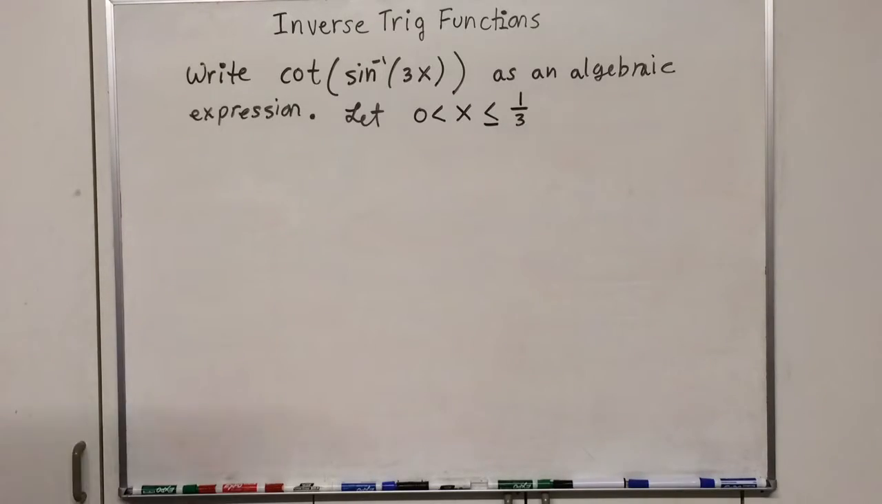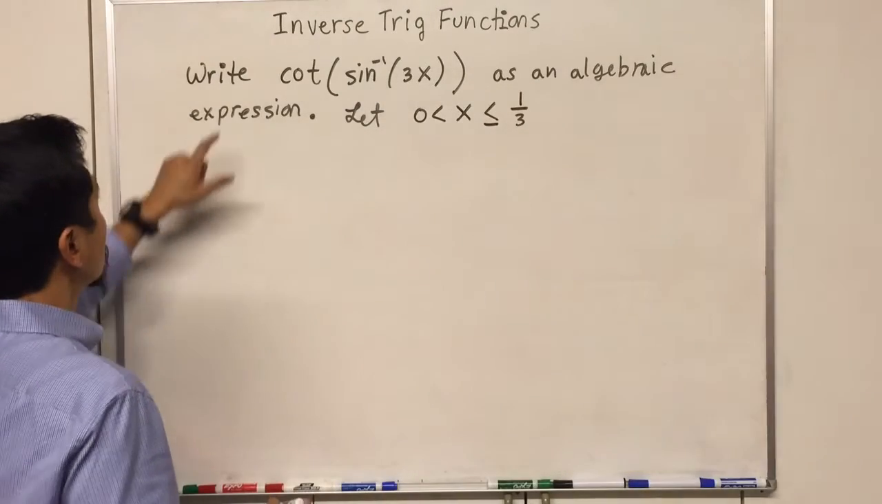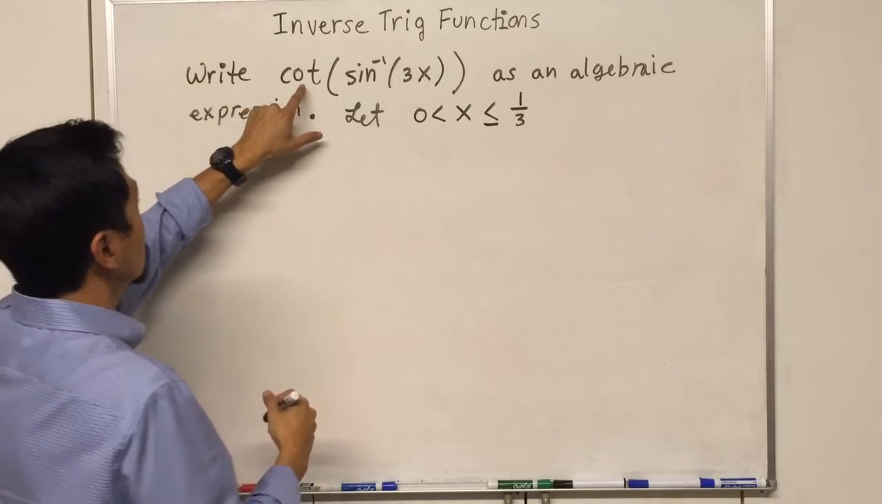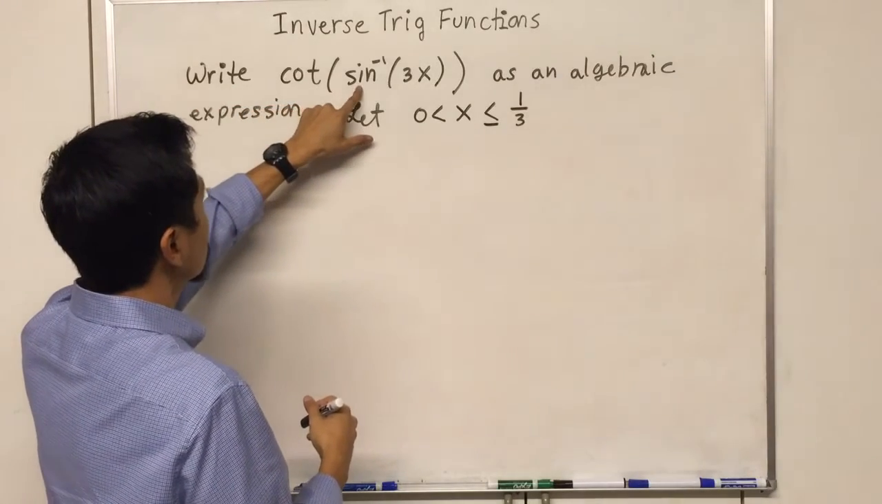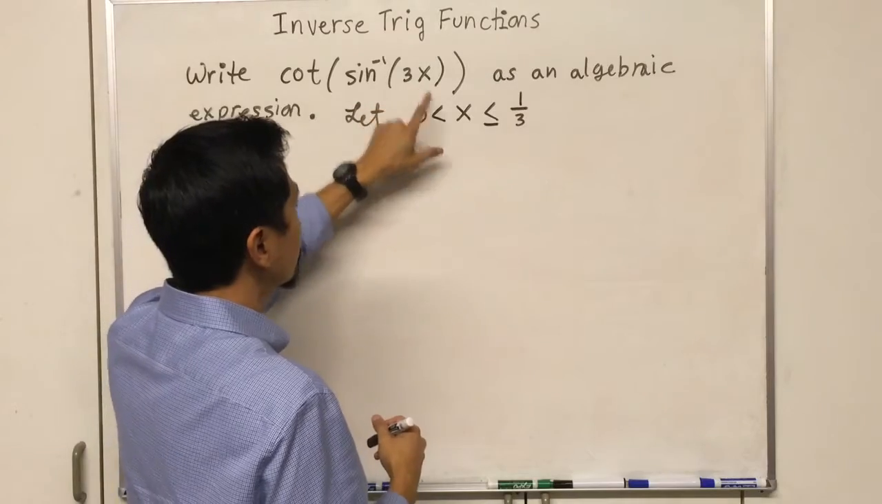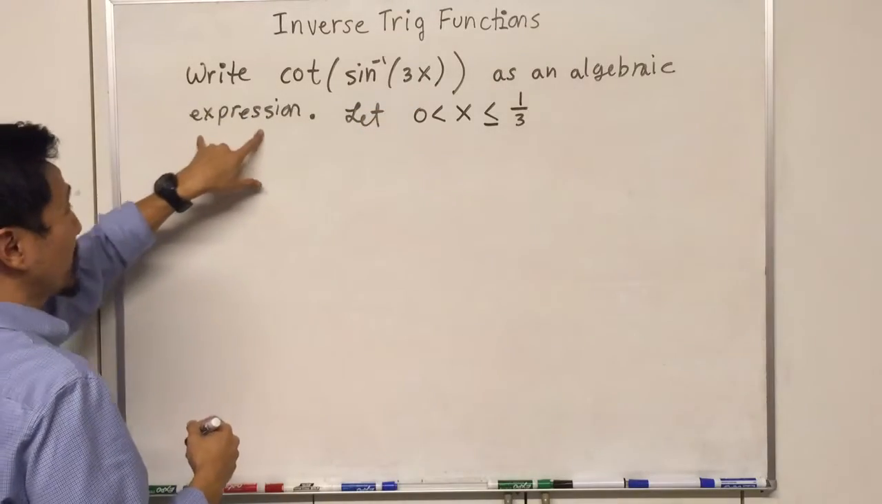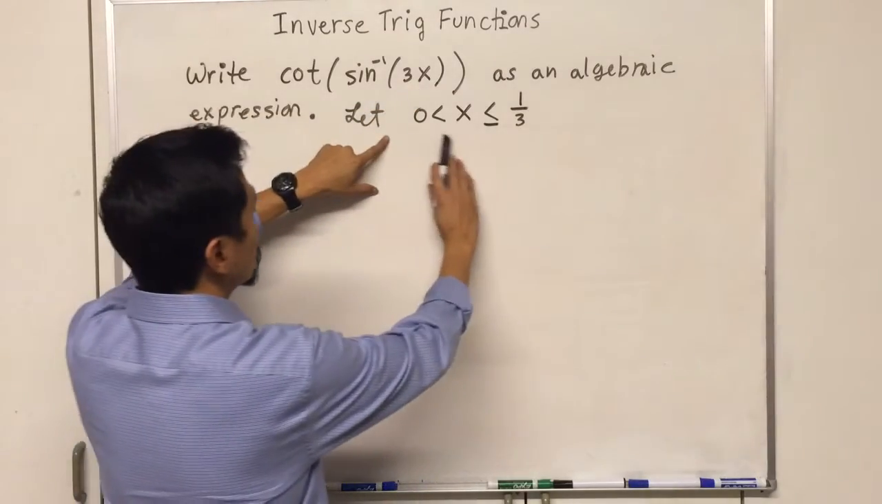Okay, so let's do the next example. We would like to write the cotangent of the inverse sine of 3x as an algebraic expression. And we have this restriction on x here.